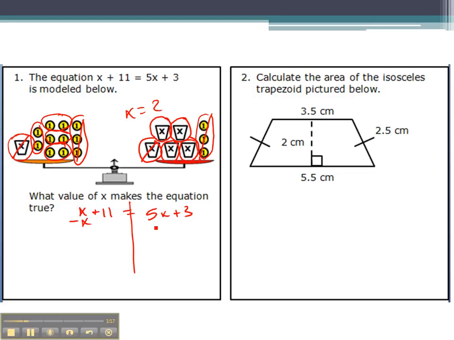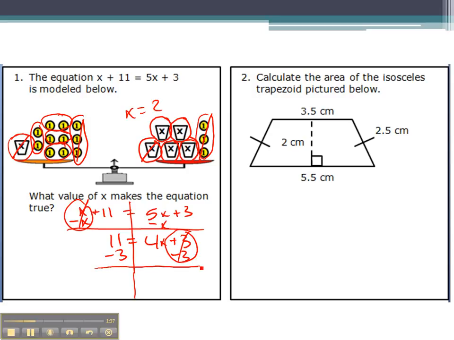Subtracting x from both sides of the equation. X minus x is 0, so we get 11 equals 4x plus 3. I want to isolate the variable, so I need to subtract 3 from both sides. Now that goes away because positive 3 minus 3 is 0, so I have 4x equals 11 minus 3 is 8.